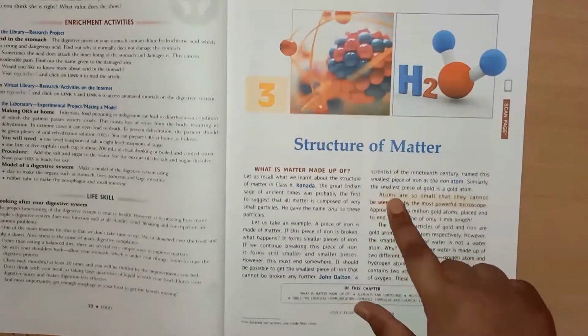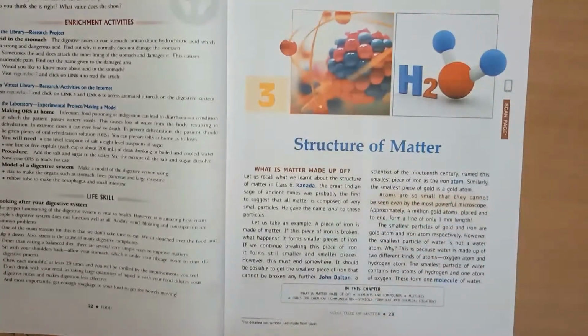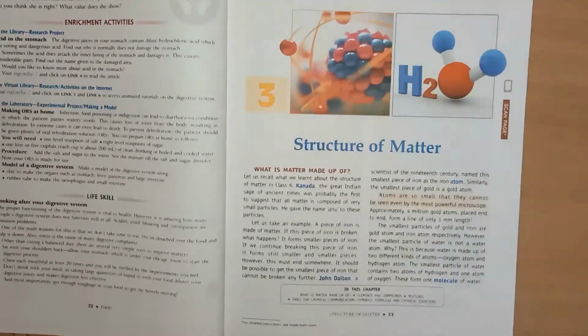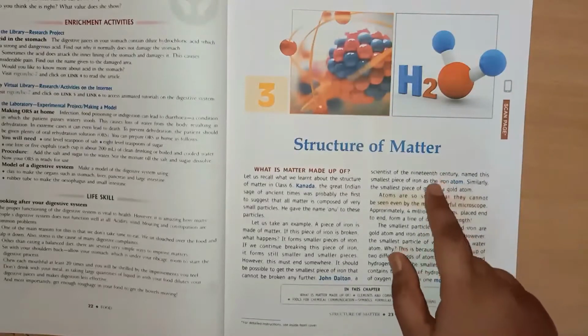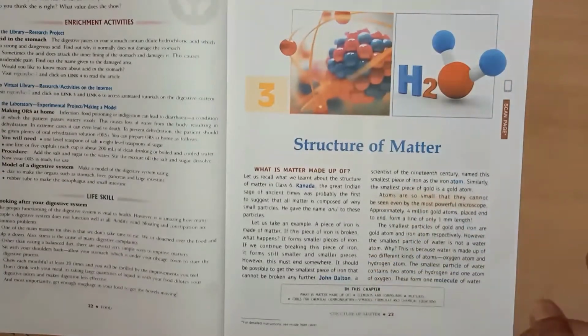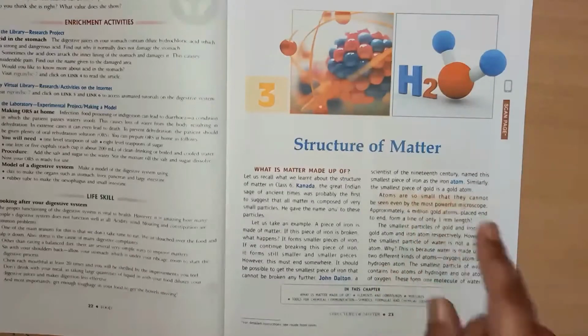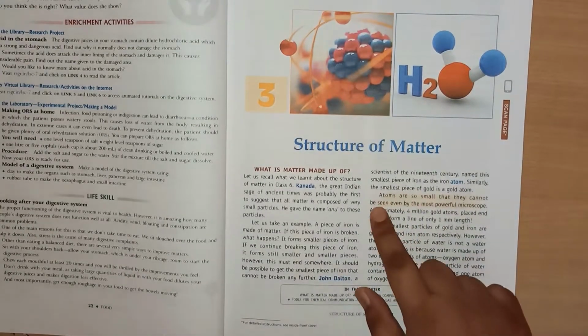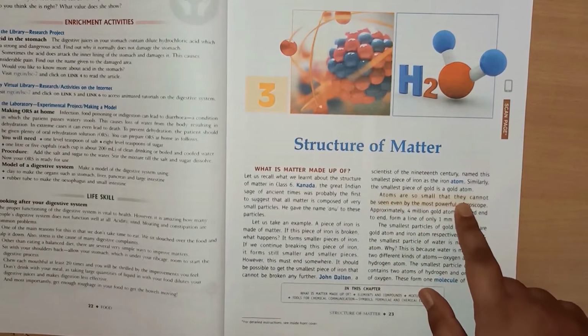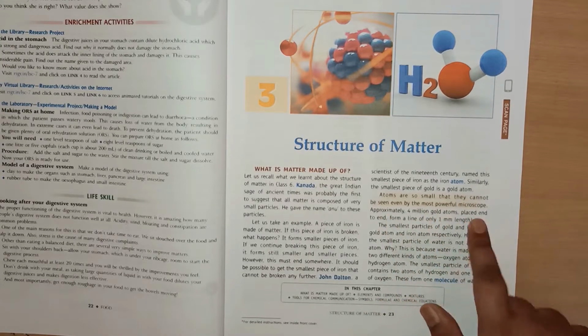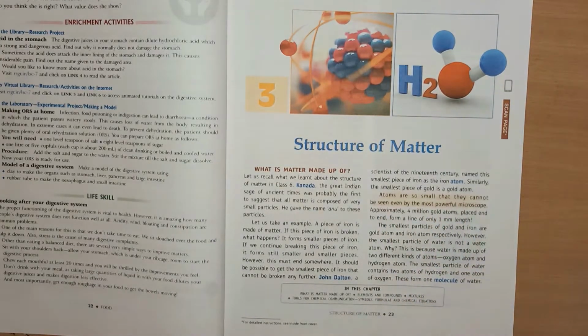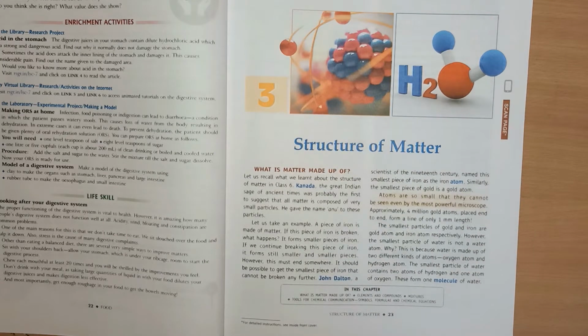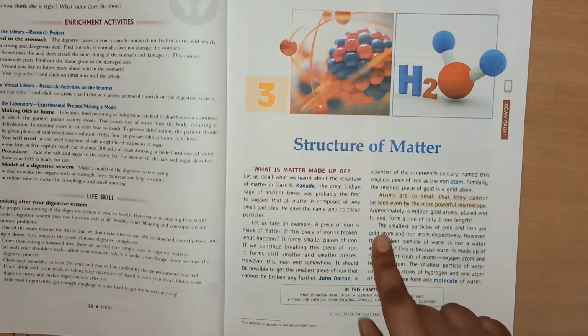Similarly, the smallest piece of gold is called a gold atom. So the smallest piece of any matter is an atom. So it is giving an example: the smallest piece of iron is iron atom, the smallest piece of gold is a gold atom. Atoms are so small that they cannot be seen by the most powerful microscope. So atoms are so small that they cannot even be seen by the most powerful microscope.